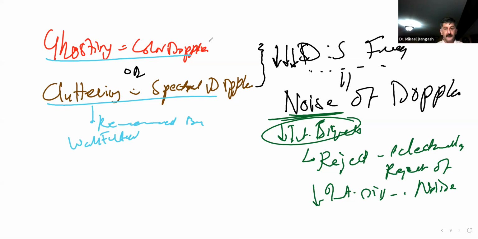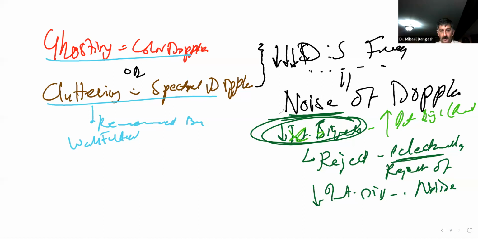Now, one thing that we said was that reject selectively only removes the low intensity signals and leaves the high intensity signals remaining. So reject only gets rid of the low intensity signals, but leaves the strong intensity signals remaining.